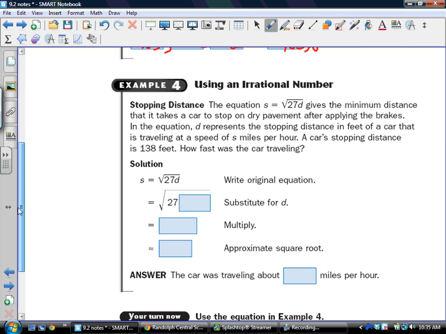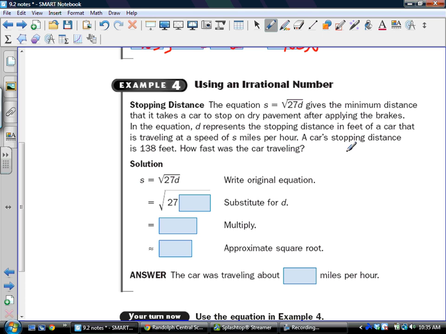Okay. Now we just have one example problem of where you actually use irrational numbers. So this one says the equation s equals square root of 27d will give you the minimum distance that it takes a car to stop on dry pavement after applying the brakes. In the equation, d is the stopping distance in feet of a car that is traveling at a speed of s miles per hour.